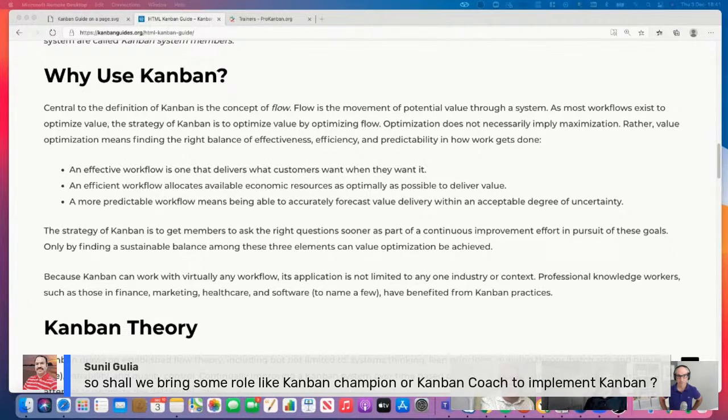And Sunil asks, so shall we bring some role like Kanban champion or Kanban coach to implement Kanban? That's something that we deliberately avoided in the guide, wasn't it, having roles? In fact, the furthest we really went was saying that we had Kanban system members. But what are your thoughts, Daniel, on the need for a Kanban champion or Kanban coach to implement Kanban?